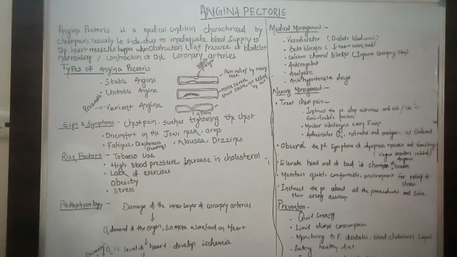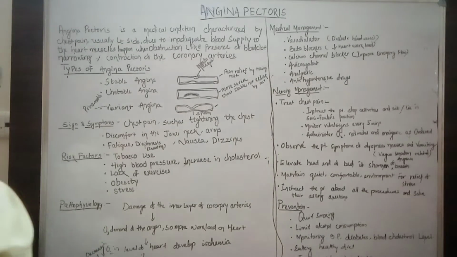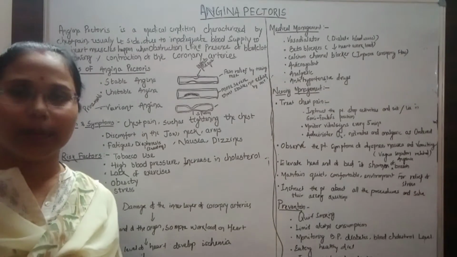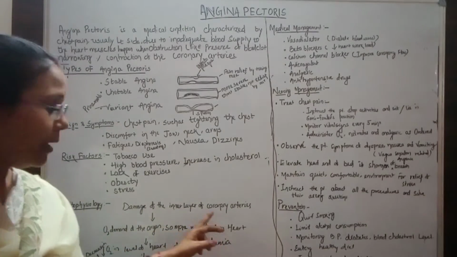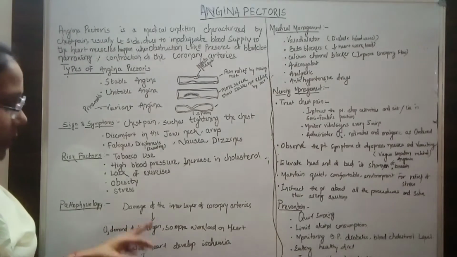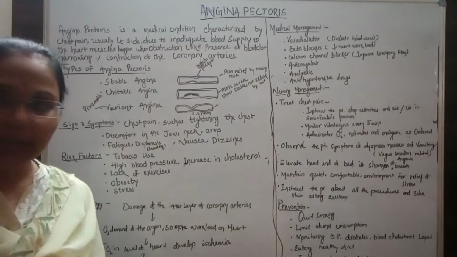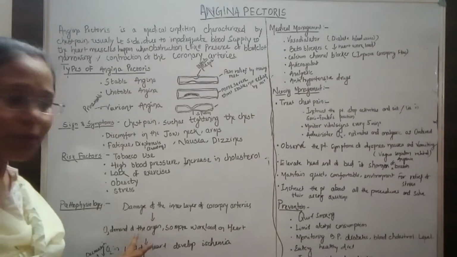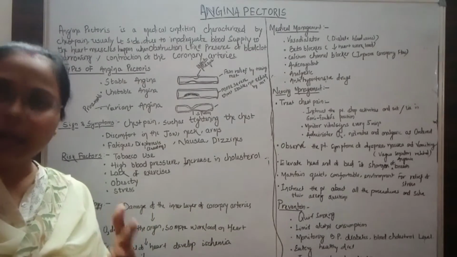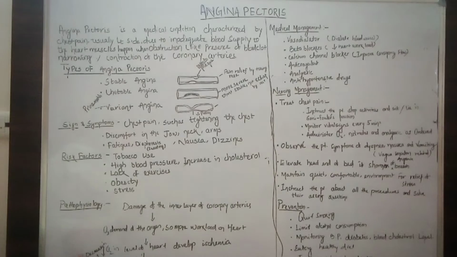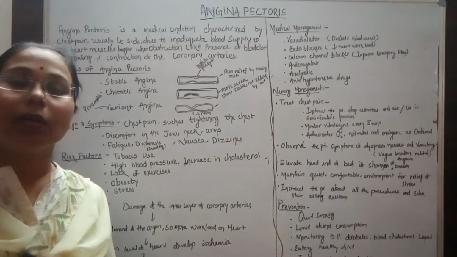Then the pathophysiology. As you know, there are three causes by which the insufficient blood supply to the heart muscle leads to damage of the inner layer of the coronary artery. As the lumen diameter becomes very narrow, the oxygen demand of the organ increases. To meet this oxygen demand, the heart has to work hard, so the workload of the heart increases, and the decrease in the oxygen level in the heart develops ischemia.